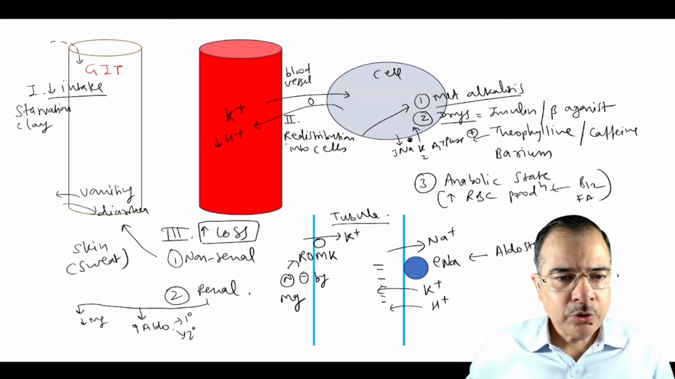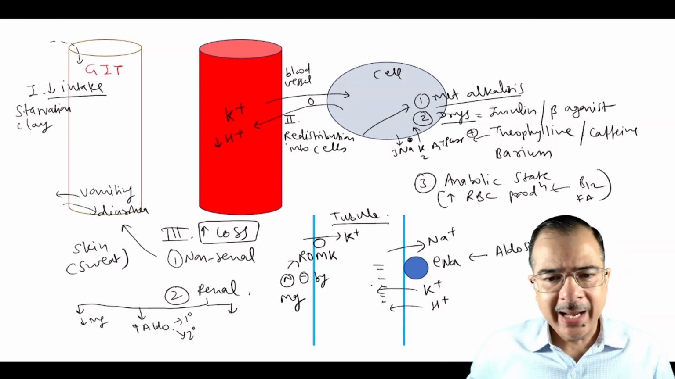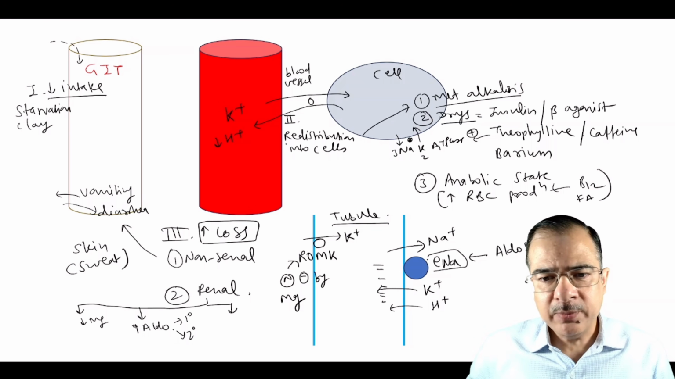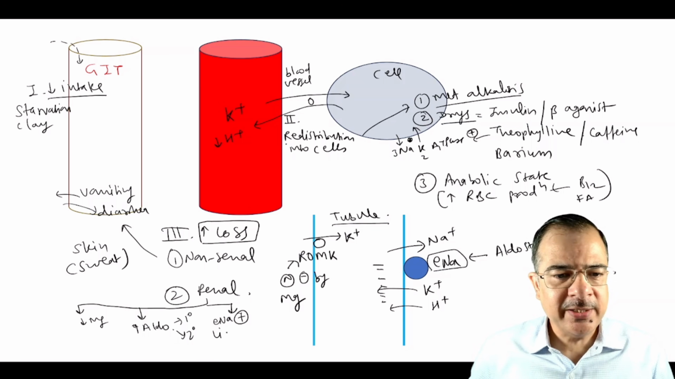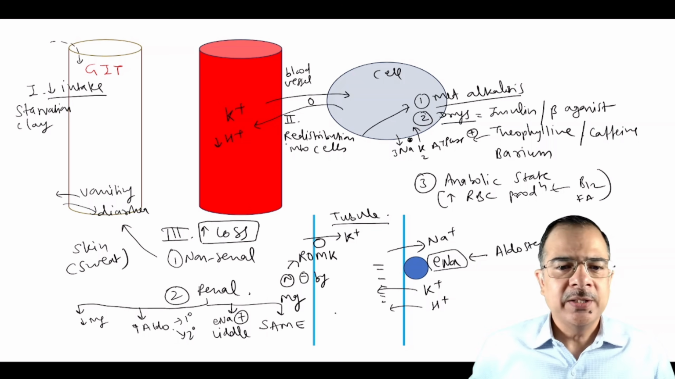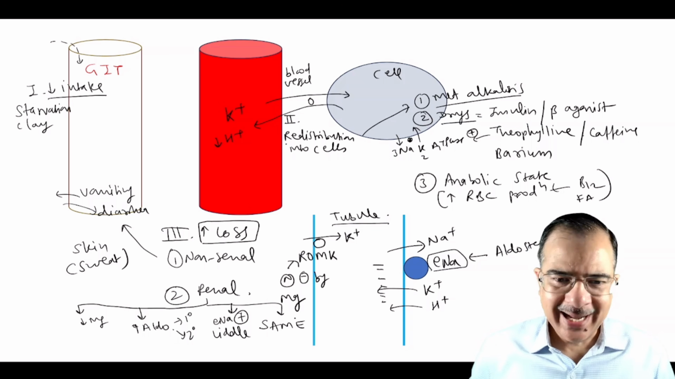It can also be because of an activating mutation of the sodium channel, the ENaC sodium channel mutation, and that activating mutation is known as Liddle syndrome. Liddle syndrome. Or it could be a syndrome of apparent mineralocorticoid excess. Same, syndrome of mineralocorticoid excess.